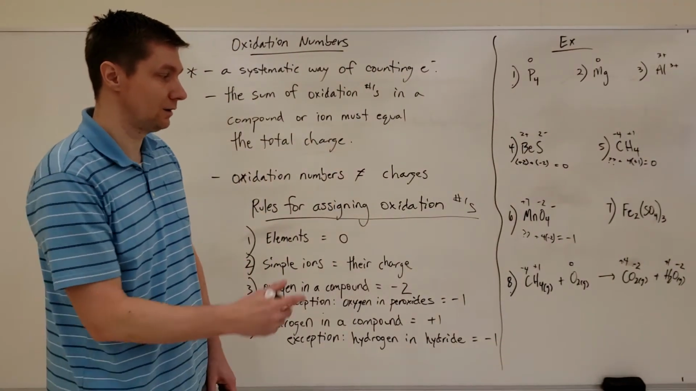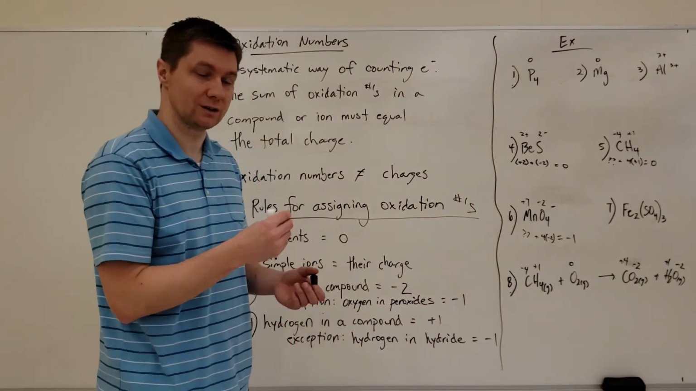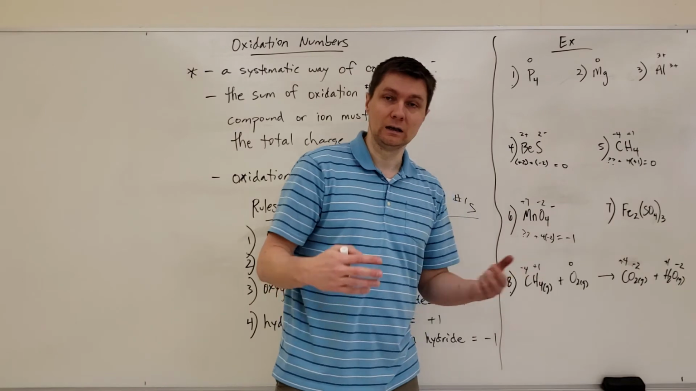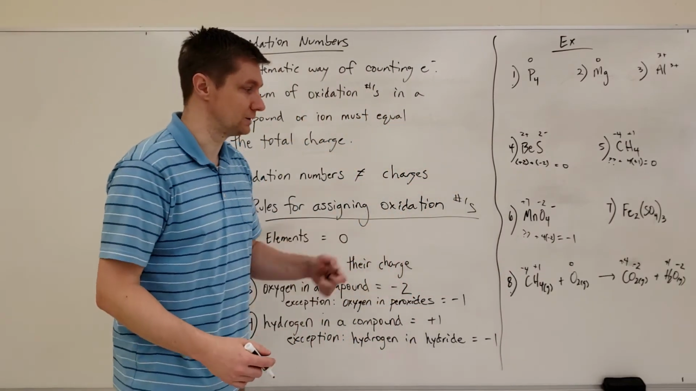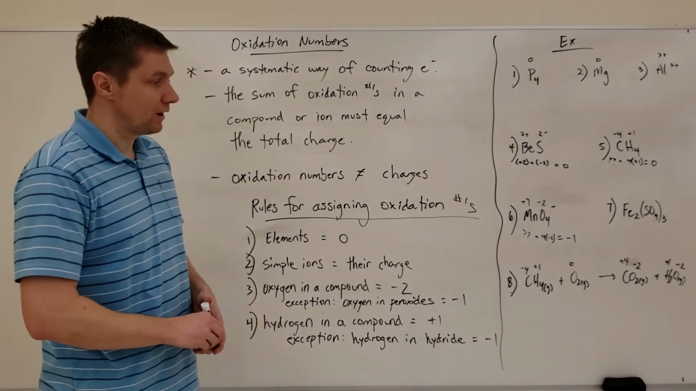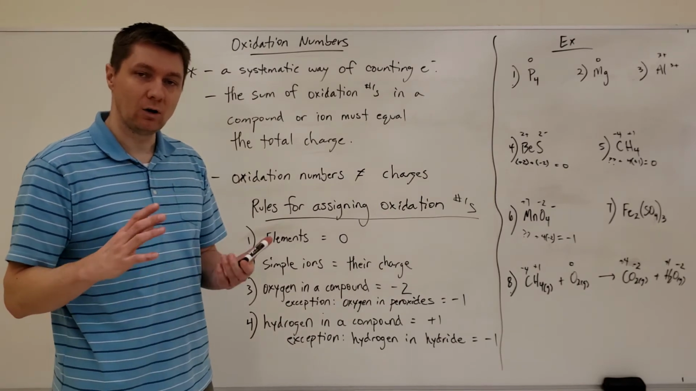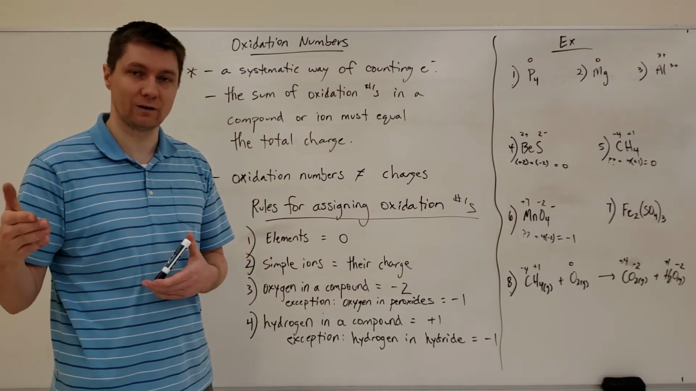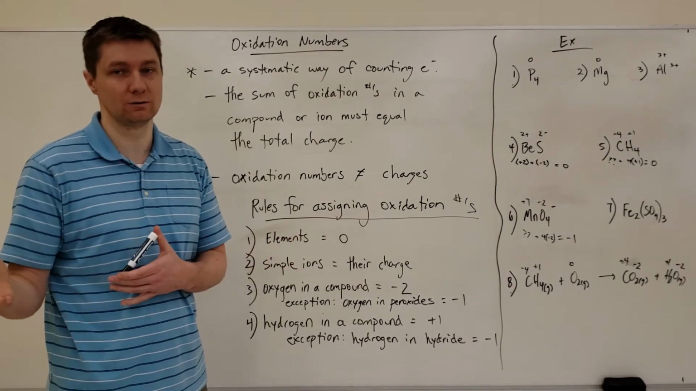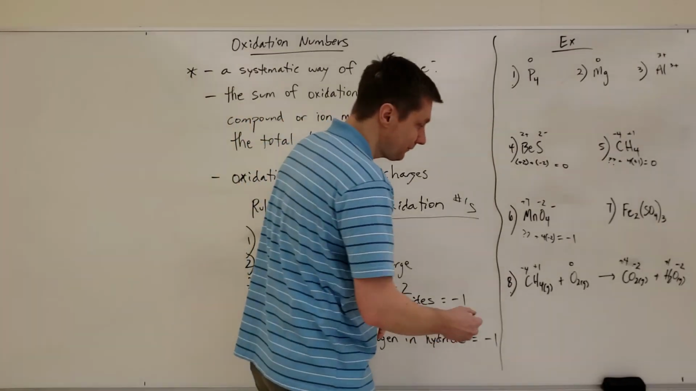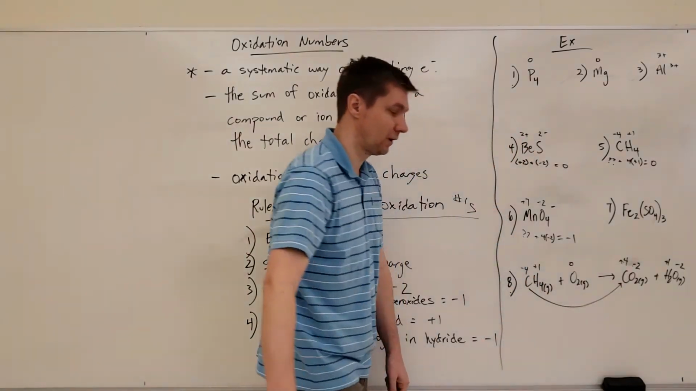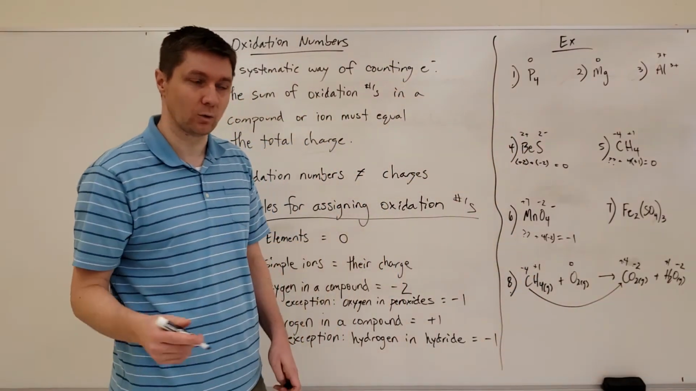And you can check my work here and make sure that the sum of the oxidation numbers in each individual compound equals the charge of that compound, and you can see there that it does. So now what I can do is compare how oxidation numbers have changed for particular elements, and that will help me identify what is the oxidizing agent and what is the reducing agent. So if I look at carbon here, I can see that carbon has changed from a -4 to a +4.